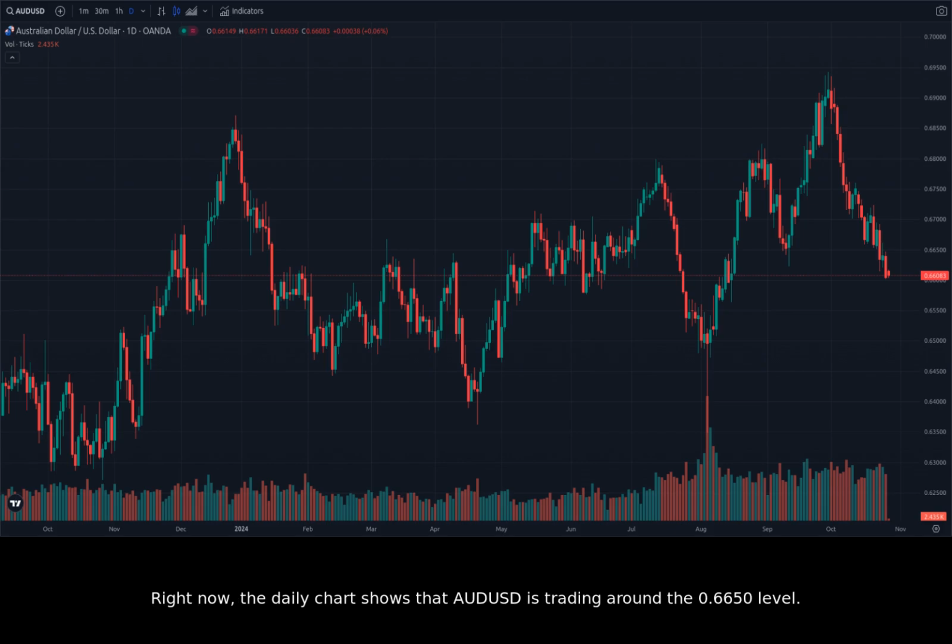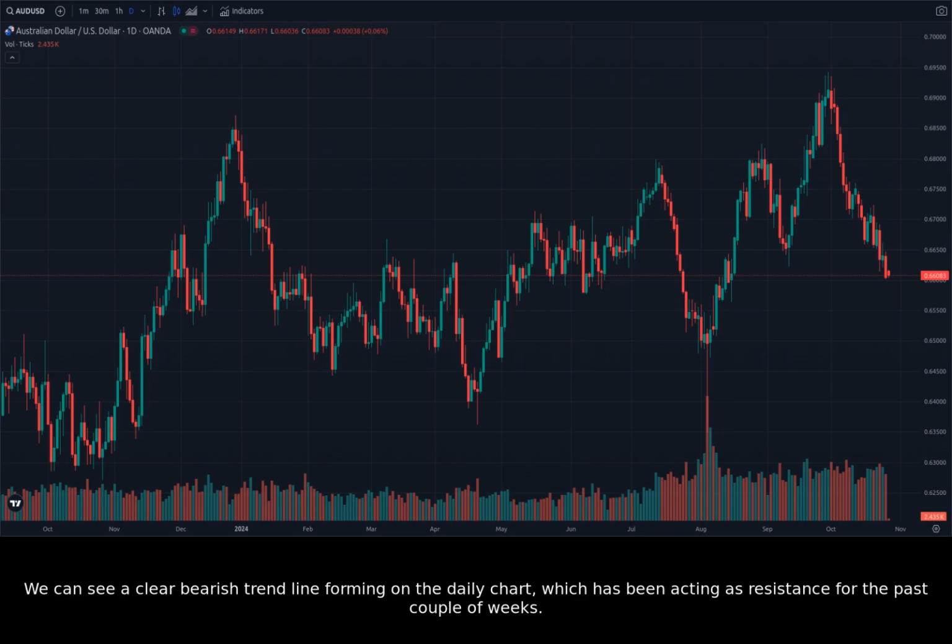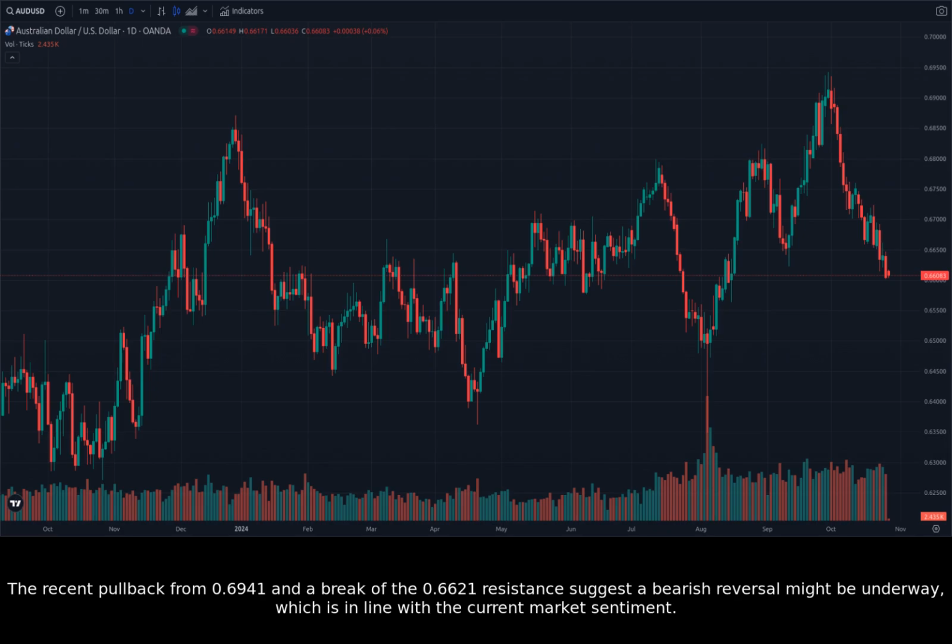Right now, the daily chart shows that AUDUSD is trading around the 0.6650 level. We can see a clear bearish trend line forming on the daily chart, which has been acting as resistance for the past couple of weeks. The recent pullback from 0.6941 and a break of the 0.6621 resistance suggest a bearish reversal might be underway, which is in line with the current market sentiment.